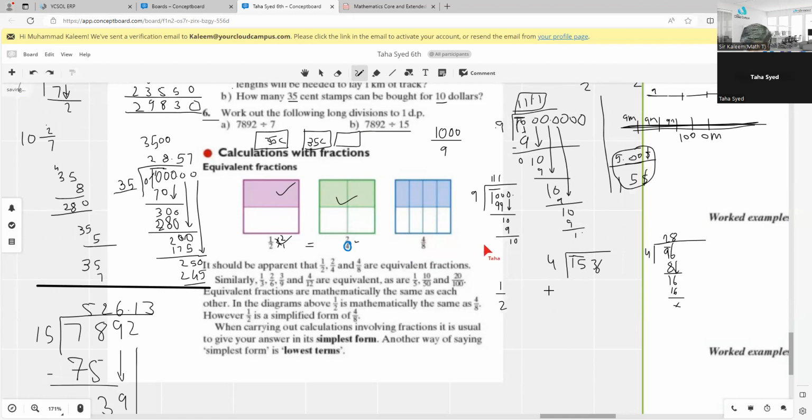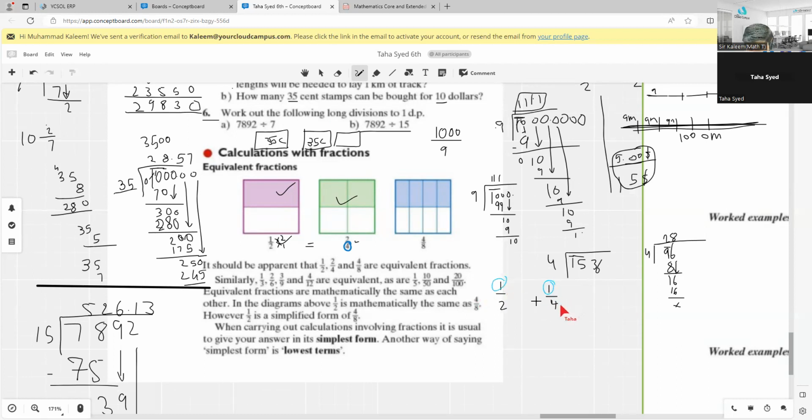If you have 1/2 and 1/4, these are not equivalent. Why? Because if we draw them, they will not show the same thing. They will not show the same properties. This one will be a quarter and this will be a half.